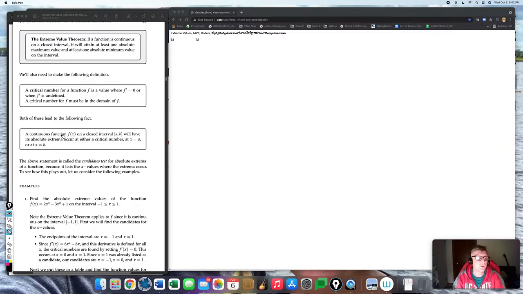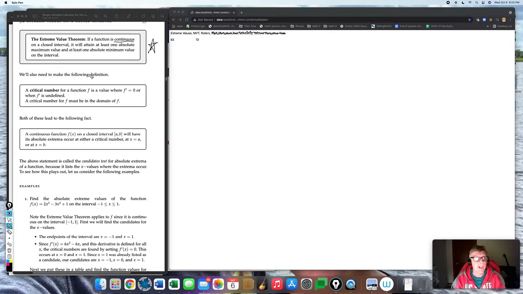All right, so let's talk about what the extreme value theorem says. It's over here in my book. The extreme value theorem says if a function is continuous on a closed interval, oh, that's really important. Continuity is a necessary condition for this theorem. So if you've got a hole in your graph, if you've got an asymptote, this theorem doesn't apply. If that is the case, and we have a closed interval, it will attain at least one absolute maximum value and at least one absolute minimum value on that interval. So that is a theorem. Super important that you get that.